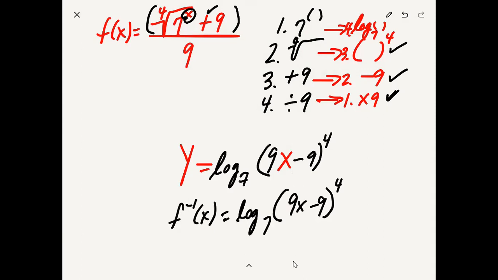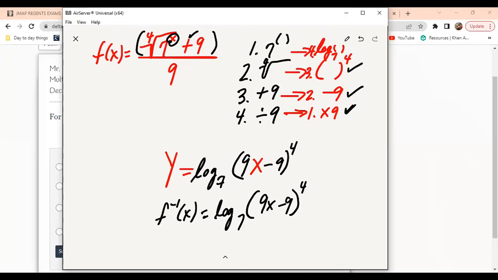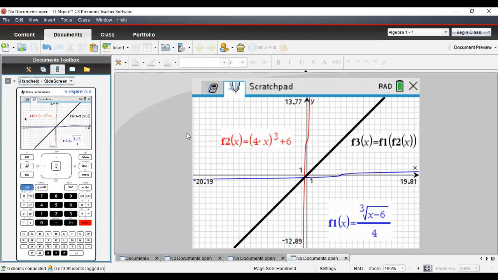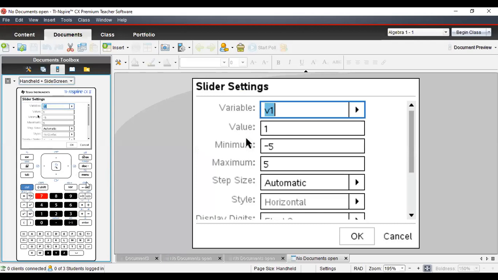So let's go and check it. We're going to use the calculator again. Let's get rid of this stuff. It's going to be menu 14.